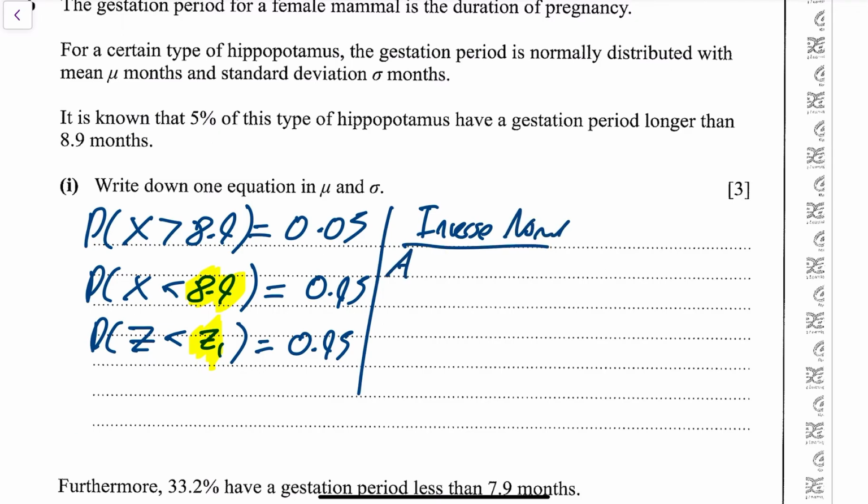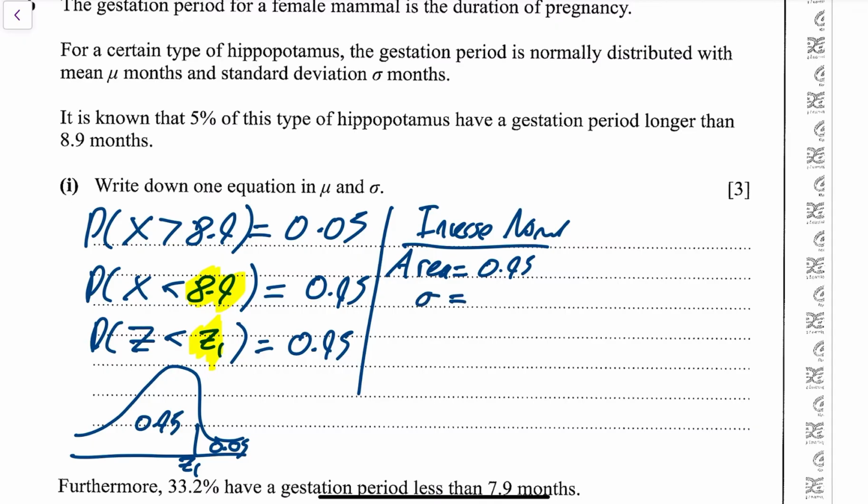My area, sorry, I'll do a diagram here just to show you. So that was 0.05, and that was 0.95, and that was my Z1, which is equivalent to 8.9 in the real world. But your area is 0.95. For the regular standardized variable, sigma is 1, mu is 0, and Z1 is equal to 1.64485. And then you're going to use your conversion formula, z equals x minus mu over sigma.